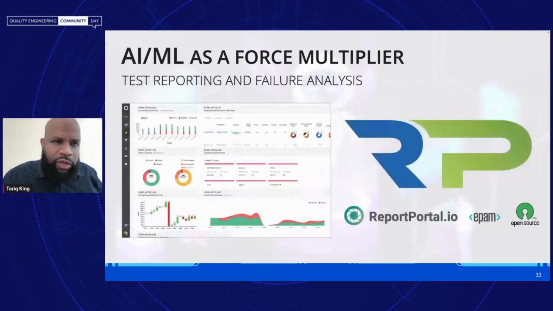There's also reporting and analysis, right? Failure analysis, Report Portal. Again, all open source initiatives that are leveraging AI and machine learning to help improve some aspect of testing or quality, right? So all the way from requirements through the design and the generation of code, and then even the analysis of the results.